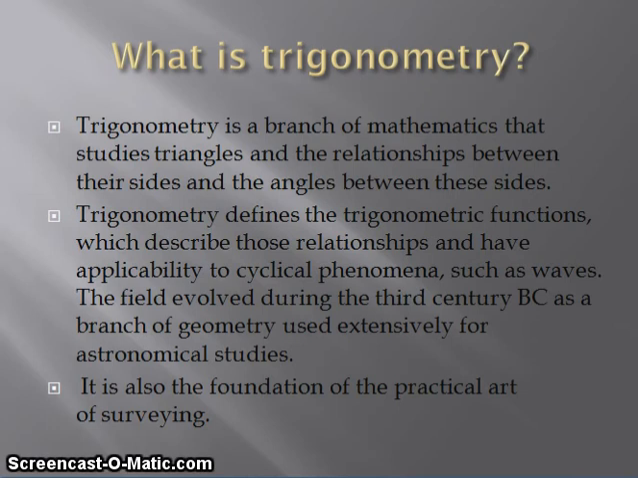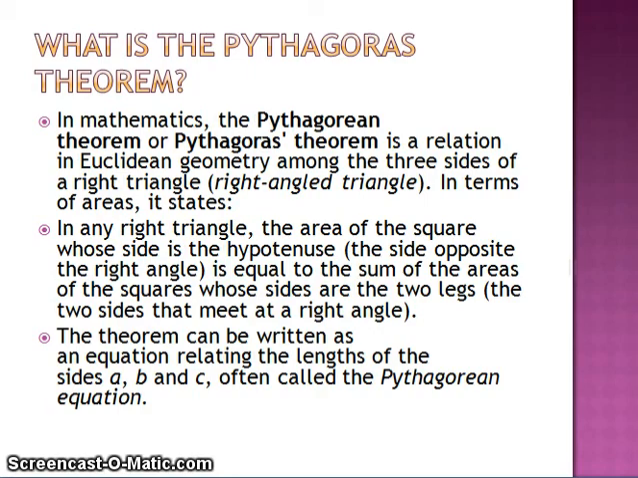What is trigonometry? Trigonometry is a branch of mathematics that studies triangles and the relationships between their sides and the angles between these sides. Trigonometry defines the trigonometric functions which describe those relationships and have applicability to cyclical phenomena such as waves. The field evolved during the 3rd century BC as a branch of geometry used extensively for astronomical studies. It is also the foundation of the practical art of surveying.